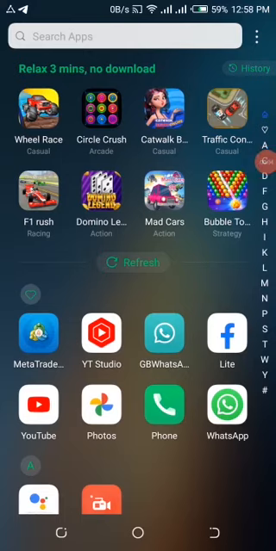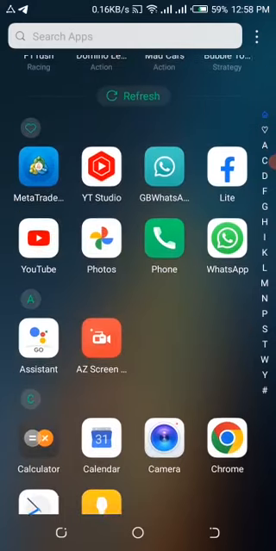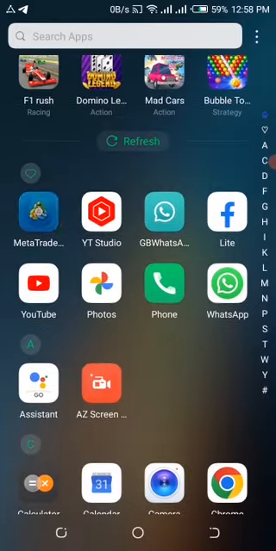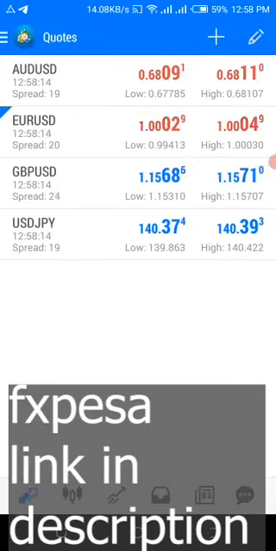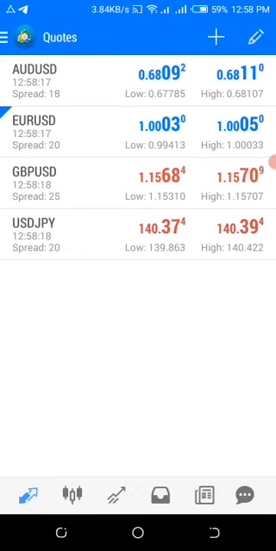Let me teach you how to make money on Forex trading. Actually, I'm showing you my live account. This is MT4 and you connect it with the FXPesa. The link of FXPesa is below, and as you can see it is green. When it is green or blue here, you are on the positive side.